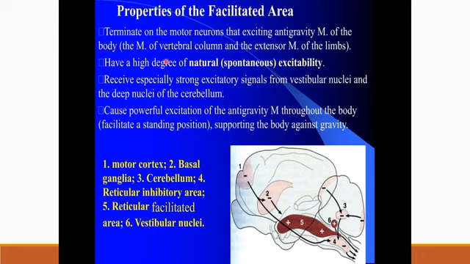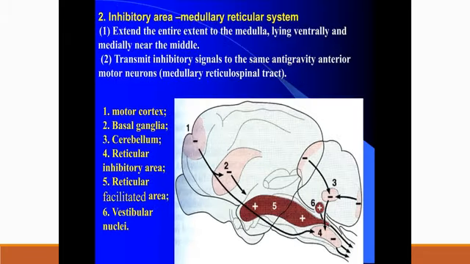That is, they facilitate a standing position, supporting the body against gravity. So remember these properties. They terminate on motor neurons that excite the anti-gravity muscles, and they have a higher degree of natural, that is spontaneous, excitability. So this is an inbuilt, natural or inborn property of the facilitatory centers. They receive strong excitatory signals from vestibular nuclei and deep nuclei of the cerebellum, and they cause powerful excitation of anti-gravity muscles.